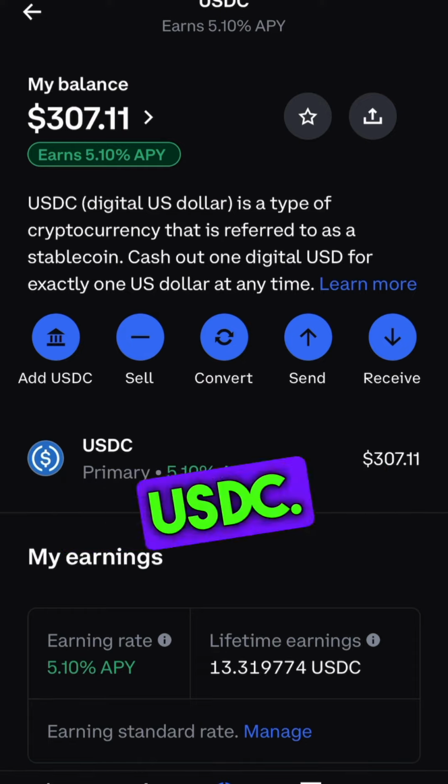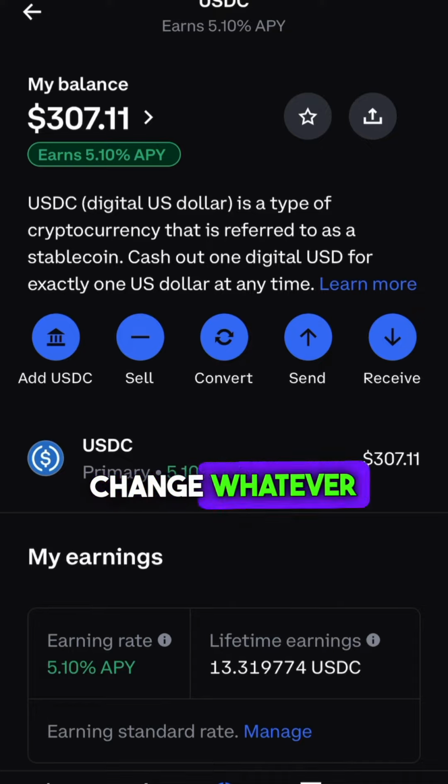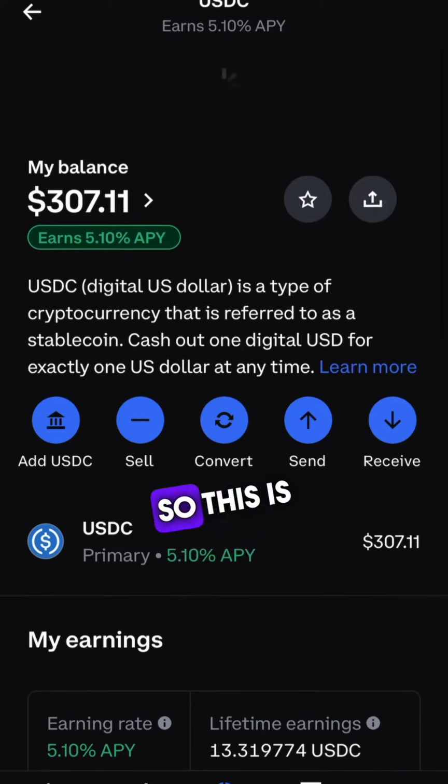So this is USDC. USDC is not US dollar. It is a crypto, pegged basically 1 to 1. First you need to change whatever crypto you have to US dollar or euro or whatever currency you are trading. So this is USD.